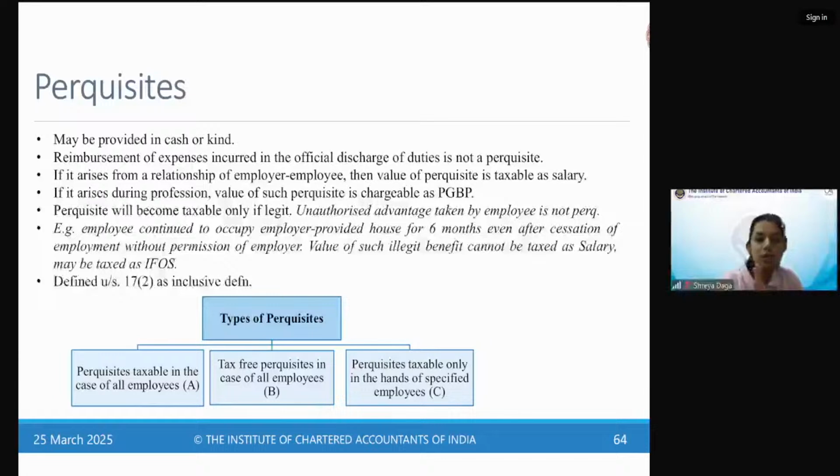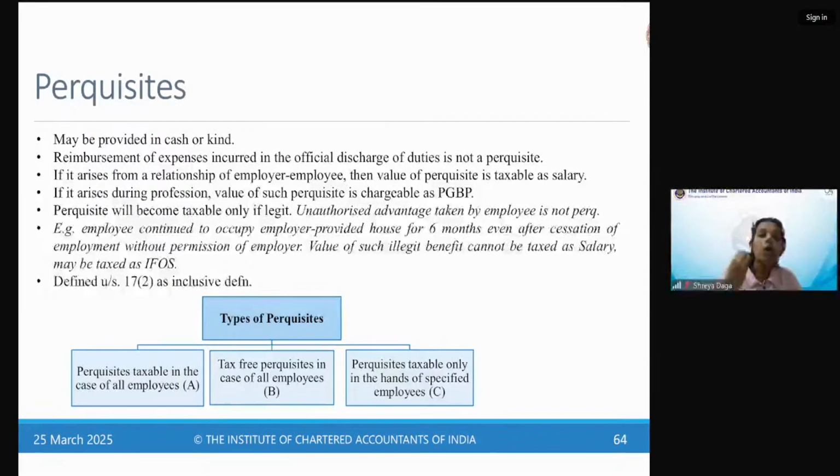He continued to stay in that. And he did not take any permission from X Limited that, sir, can I please stay for 6 more months till I find a new house? He didn't take any permission. He was just silently enjoying the property. कि भाई कोई पकड़ेगा तब देखेंगे, तब तक चुपचाप enjoy करते हैं.